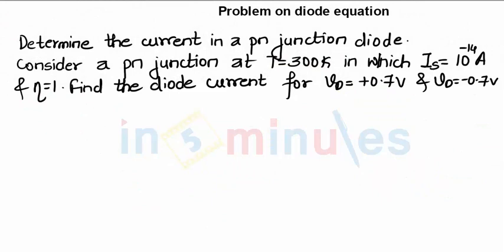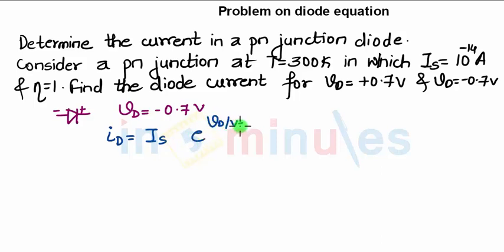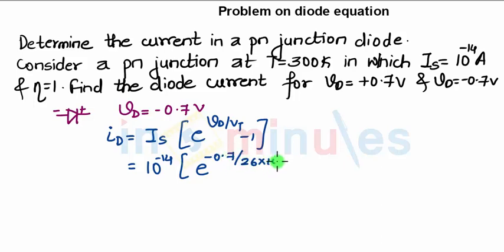Now the second case, when the diode is reverse biased, that means the positive terminal of the diode is connected to negative, and the negative terminal is connected to positive. In this case, the diode voltage is given as minus 0.7 volts. Then we write the equation for the diode as Id equals Is e raised to Vd upon Vt minus 1. Is is 10 raised to minus 14, Vd is now minus 0.7, Vt is 26 millivolts, minus 1. This will give you the current value as minus 10 raised to minus 14 ampere.